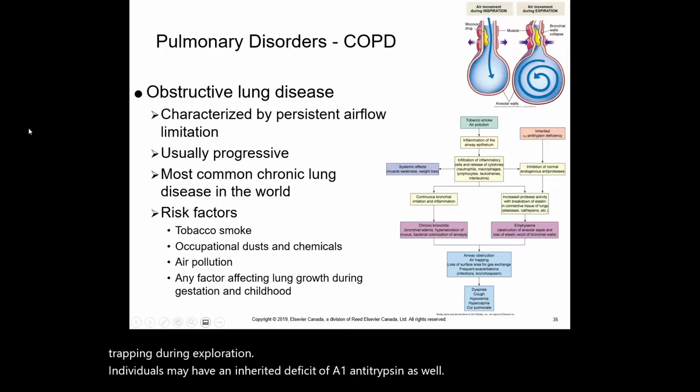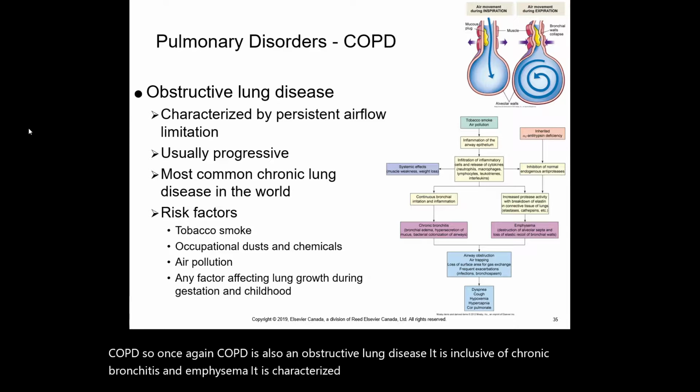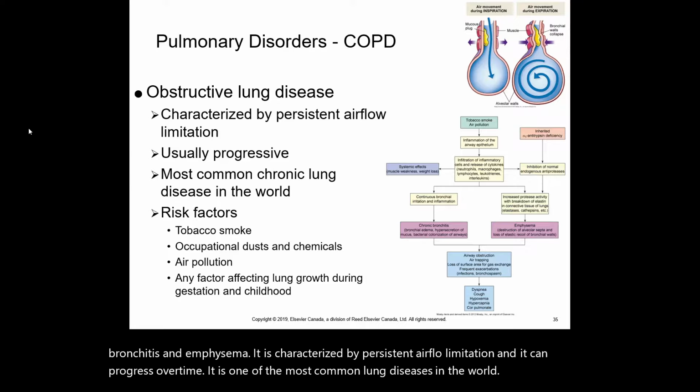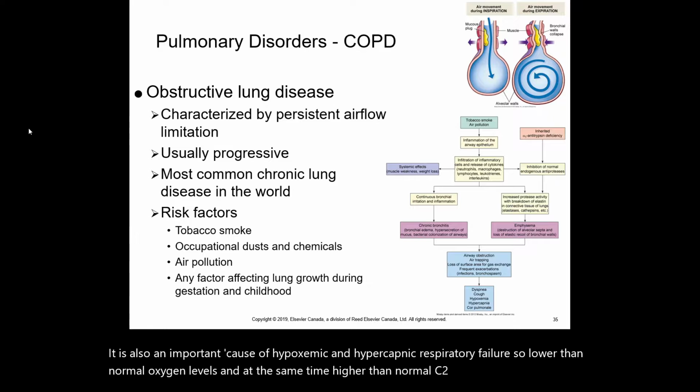Now, COPD. So once again, COPD is also an obstructive lung disease. It is inclusive of chronic bronchitis and emphysema. It is characterized by persistent airflow limitation, and it can progress over time. It is one of the most common lung diseases in the world. It is also an important cause of hypoxemic and hypercapnic respiratory failure. So lower than normal oxygen levels and at the same time higher than normal CO2 levels, resulting in respiratory failure.